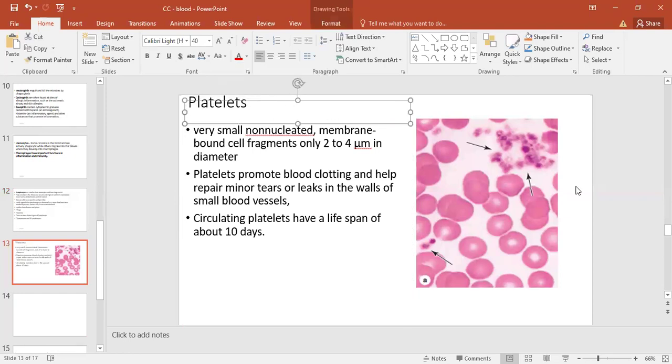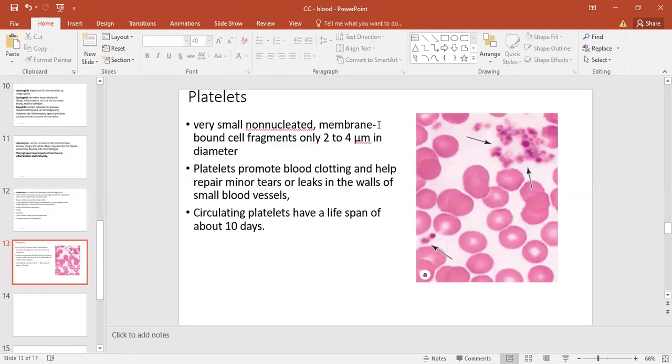The last slide for today, we are looking at the platelets. These are not cells, they are fragments found in blood plasma, but they are very important in blood clotting. They are very tiny, minute particles measuring 2 to 4 micrometers in diameter. The platelets have a lifespan of 10 days.